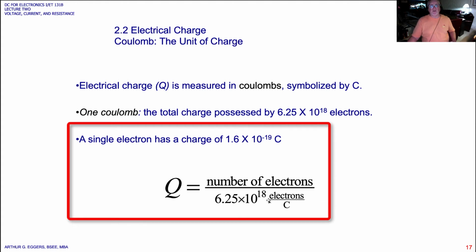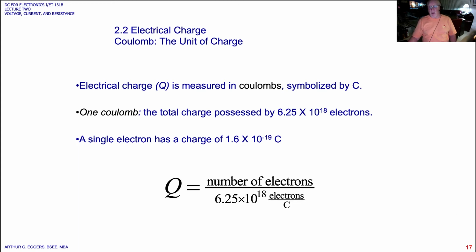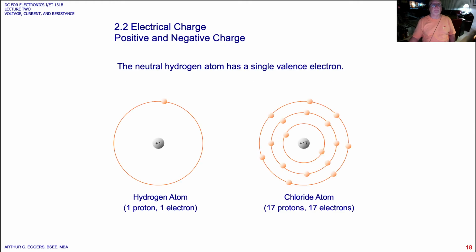If we take 6.25 times 10 to the 18th and invert that into the numerator, or divide it into the number 1, we get a value of 1.6 times 10 to the minus 19th coulombs. So 1 single electron has a very, very small charge. So that's 19 zeros going to the left now. Okay, so there's our unit of Coulomb and charge.